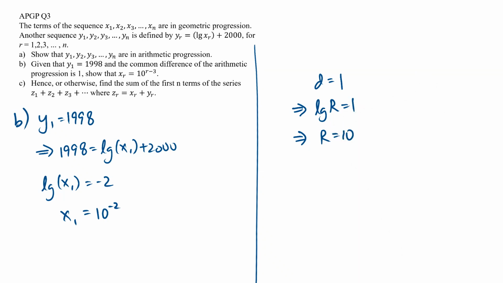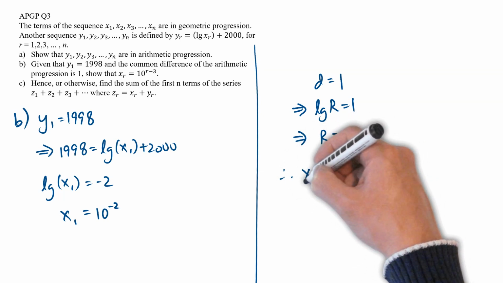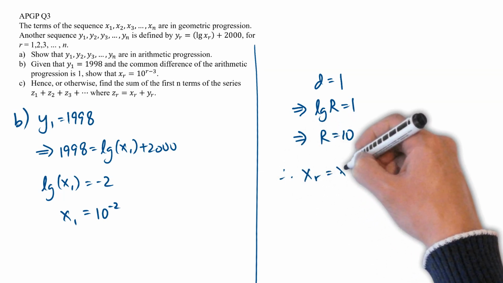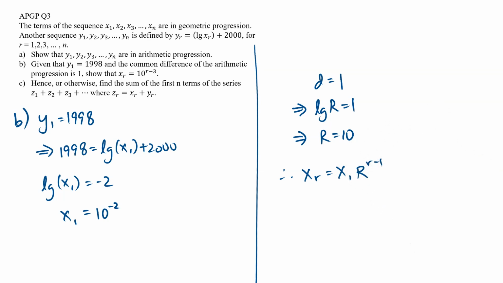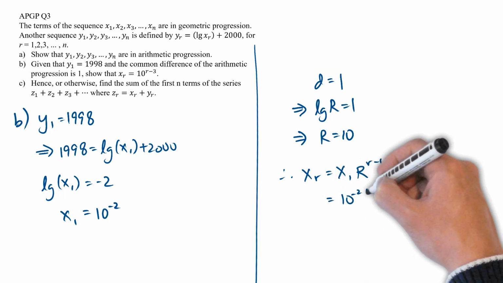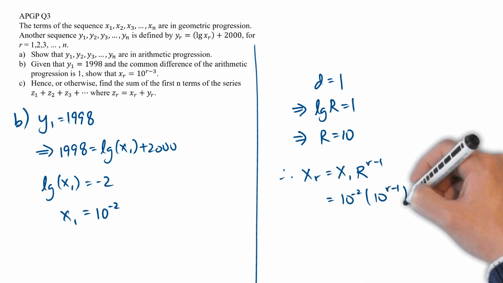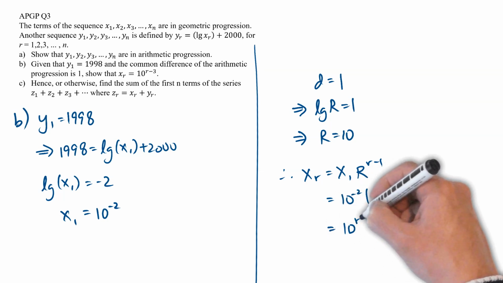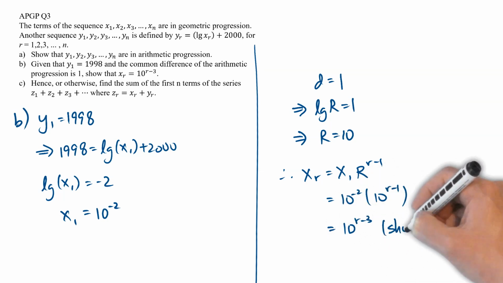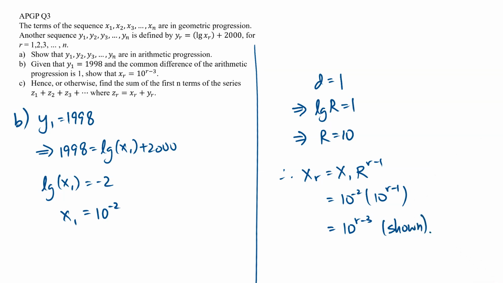With the first term x1 and the common ratio R found, we can write down the general term of the geometric series for xr. xr will be equal to x1 times capital R to the power of small r minus 1, which is equal to 10 to the power of minus 2 times 10 to the power of r minus 1, which we can simplify to become 10 to the power of r minus 3, which is what the question wants us to show.